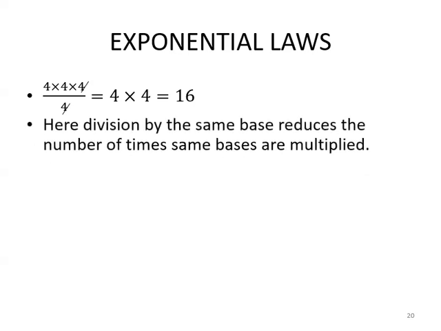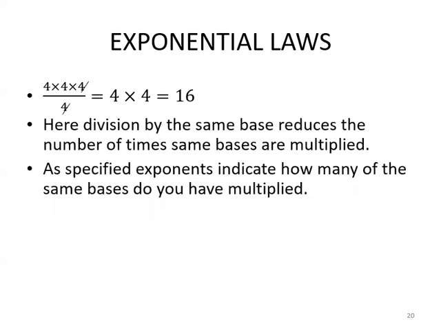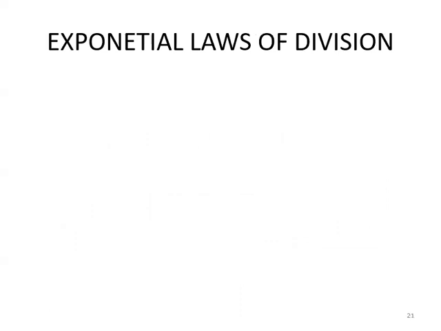Here, division by the same base reduces the number of times same bases are multiplied. As specified, exponents indicate how many of the same bases you have multiplied. Here, the number of same bases multiplied is decreased, hence it makes sense to reduce the number of these bases, as division by the same base resulted in fewer bases being multiplied.